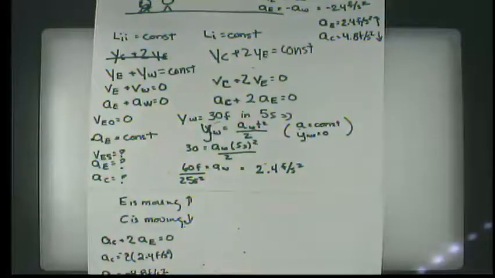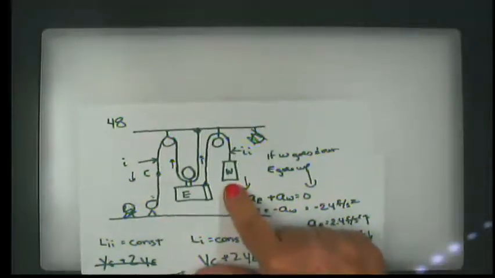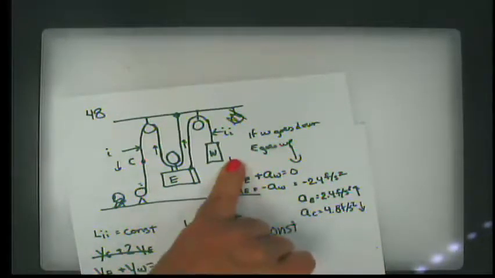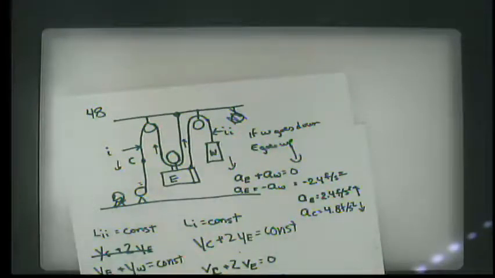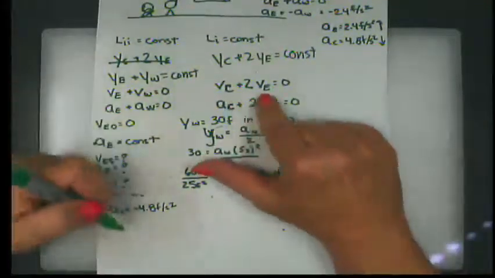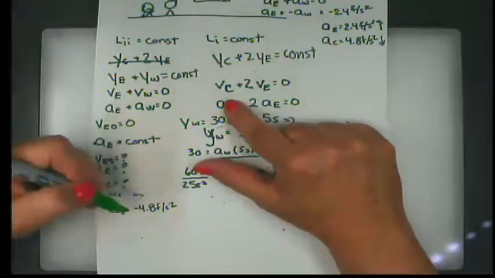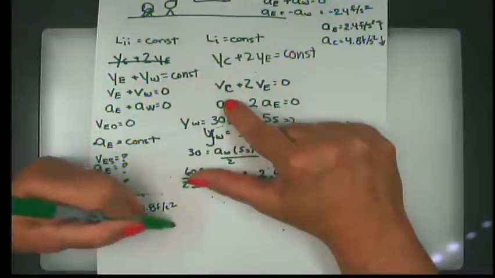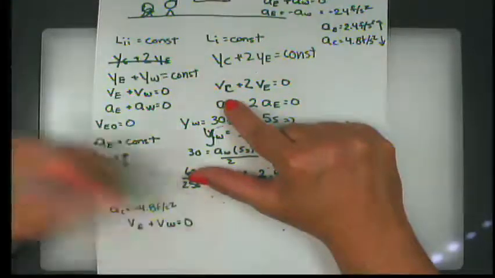And then the last thing it asks me is, what is the velocity of the elevator after 5 seconds? Well, what do you think the relationship is between the velocity of the elevator and the velocity of the weight? Same, except one's up and one's down, right? All right. So, if we take a look at that, we can say that the velocity of the elevator plus the velocity of the weight is equal to 0.